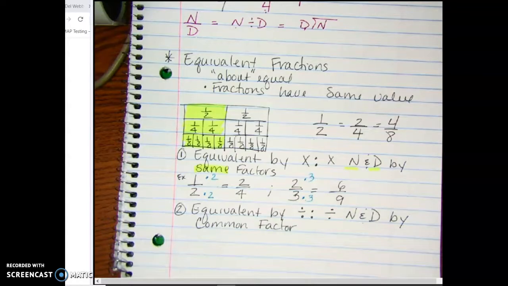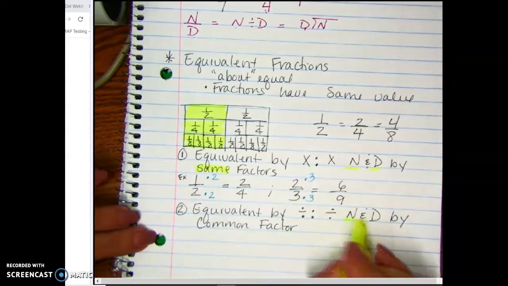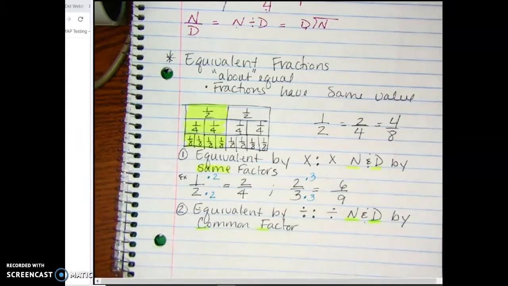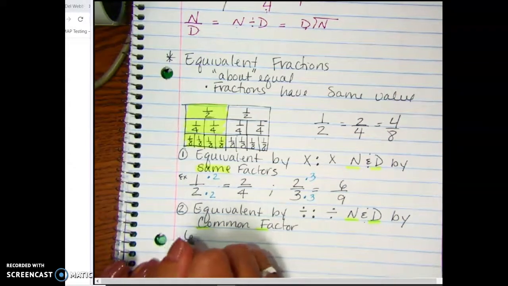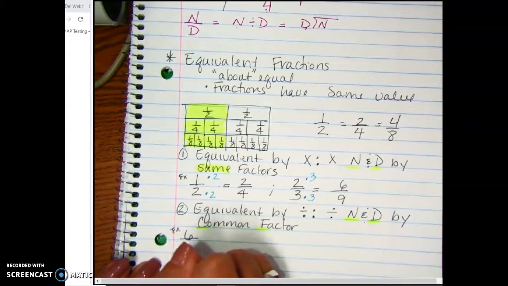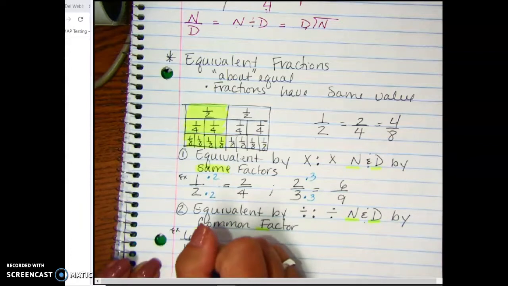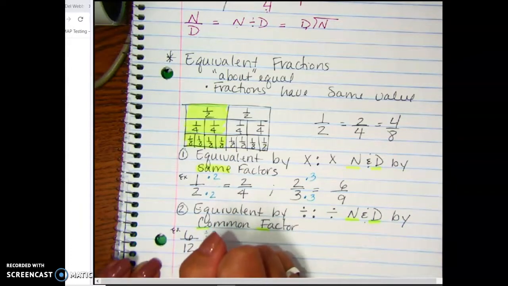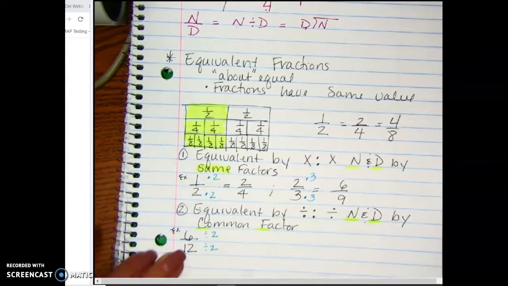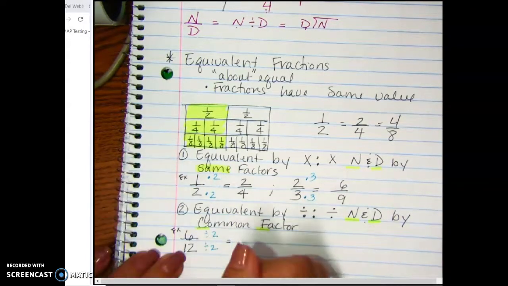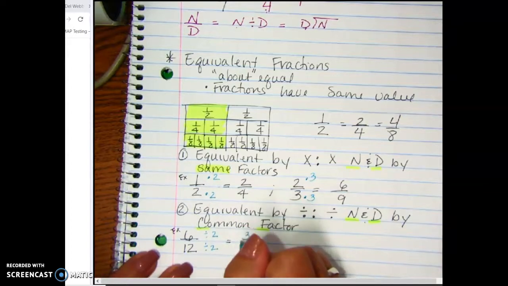So they have to have something in common. The numerator and the denominator need to have a common factor. So that's really important. That's when you recognize that, usually you can just see it right away. For instance, if I have 6/12, these are both even numbers, so I can divide by 2. I did both the denominator and the numerator by the same common factor, and I end up with 3/6.